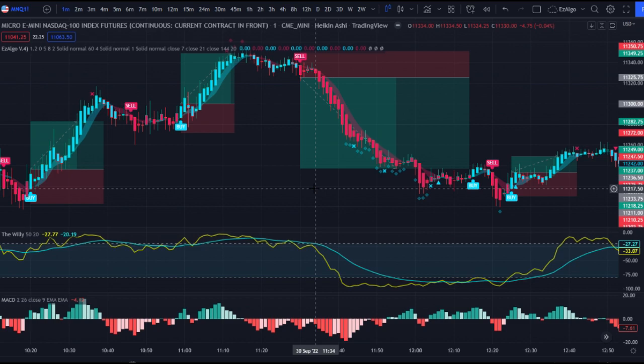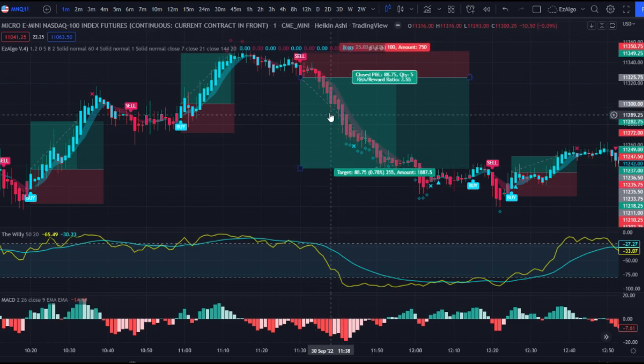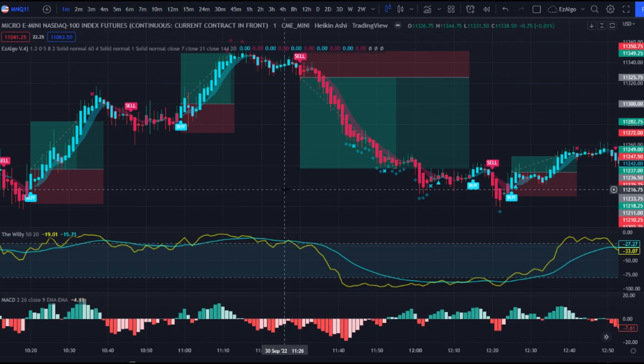Just be mindful, this is on the 1 minute time frame. So you do want to take profits pretty quickly. But if you can catch a move like this, you'll be in the money.